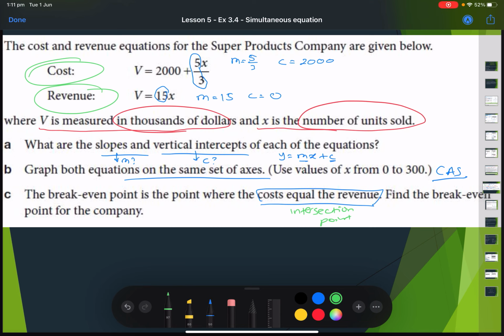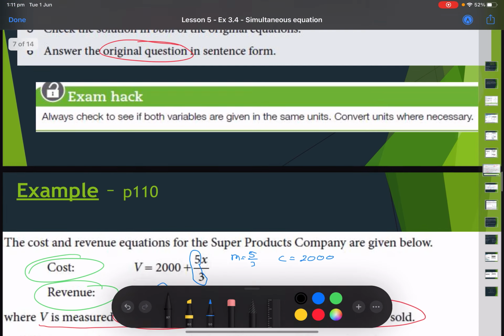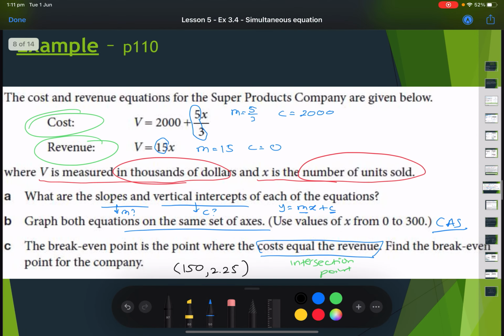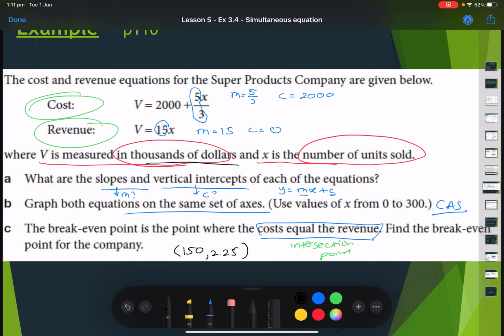Okay, so when you get your x value and your y value, have a go at doing that in your calculator. You should end up getting 150, 2.25, which basically means that the break-even point is at sales of 150 units, where both the cost and revenue are $2,250, because remember, our y is measured in thousands of dollars, so you've got to convert that into $2,250.